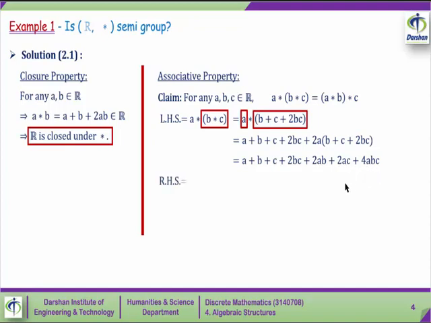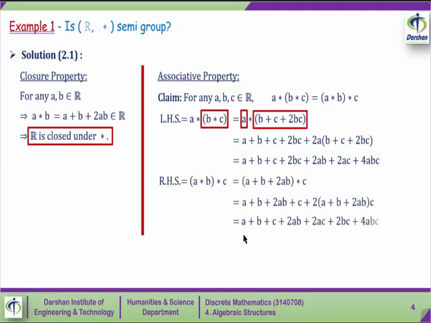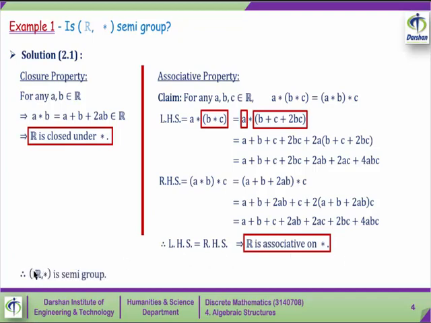So it is equal to A plus B plus C plus 2 into B into C plus 2AB plus 2AC plus 4ABC. Now similarly we find the right hand side and finally we get the left hand side is the same as the right hand side. Therefore, R is associative on star. Therefore, R with star is a semigroup because these properties are satisfied.